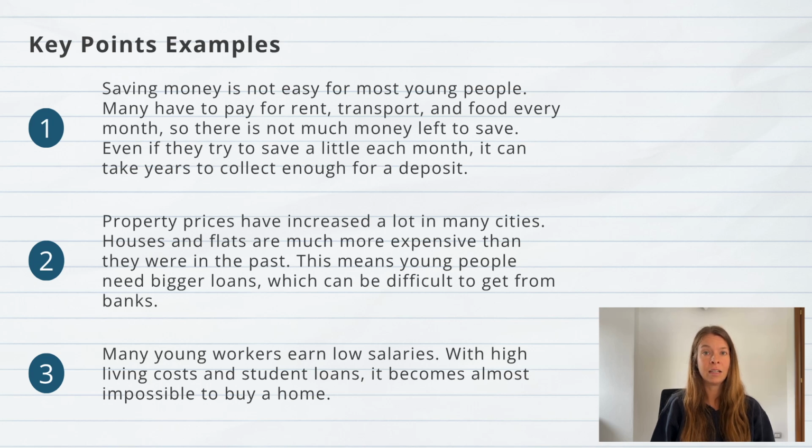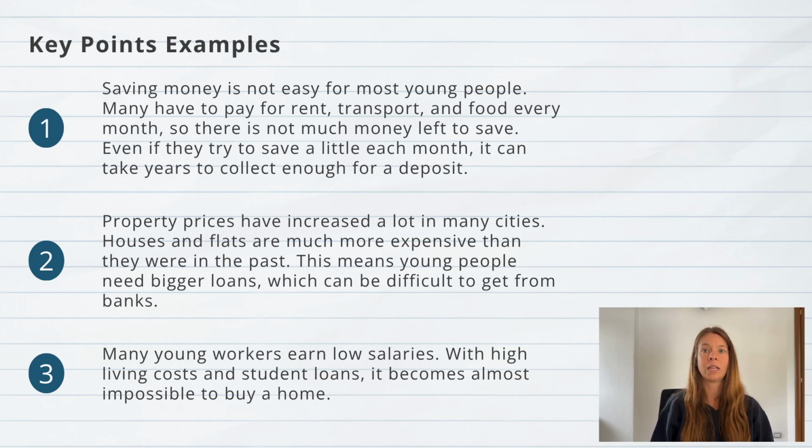So within that particular paragraph, we not only state that saving is a problem, but we give examples of why it is a problem. In the second paragraph, where we discuss property prices, they state, property prices have increased a lot in many cities. Houses and flats are much more expensive than they were in the past. This means young people need bigger loans, which can be difficult to get from banks.